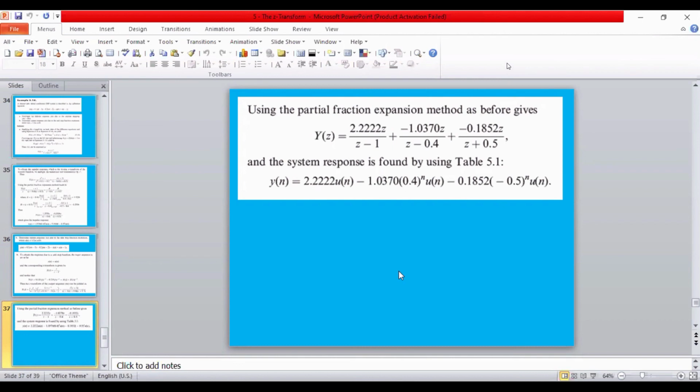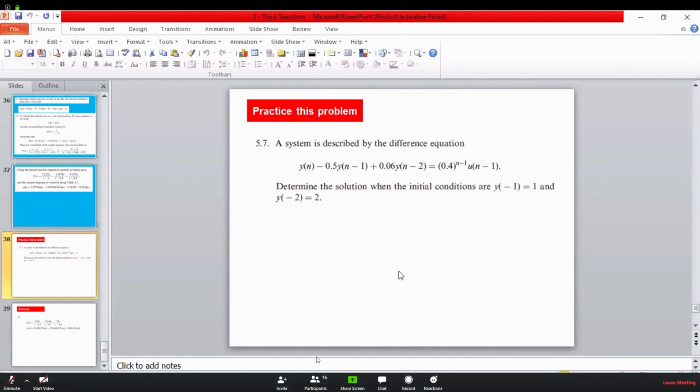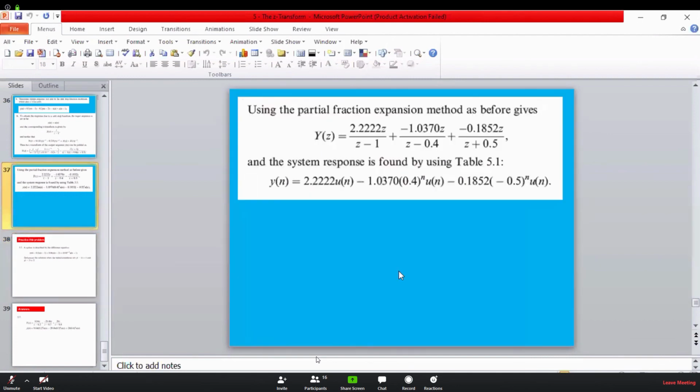Okay. And then this is the homework. Since you have the slides, you know what number it is from the textbook.